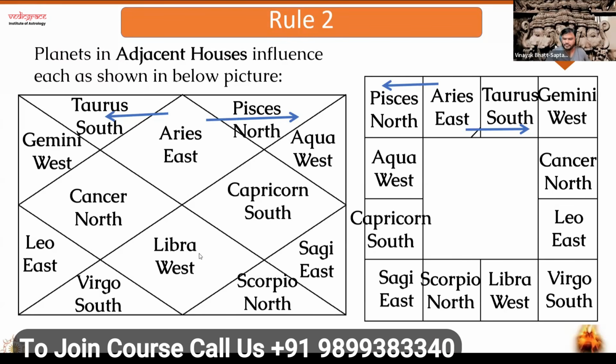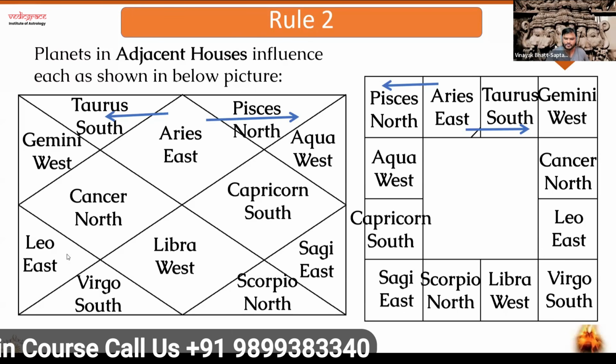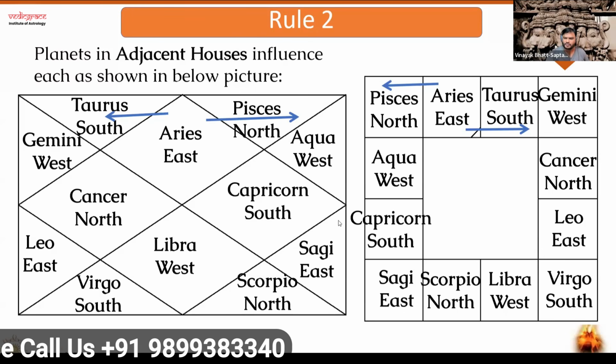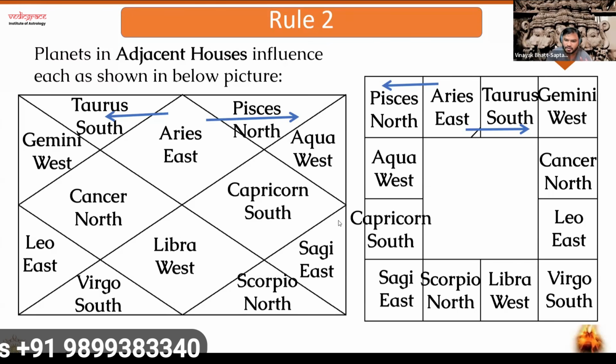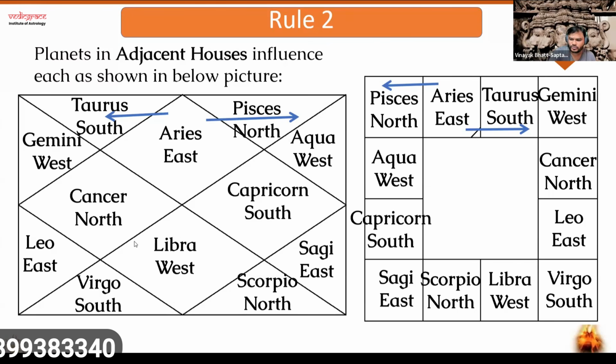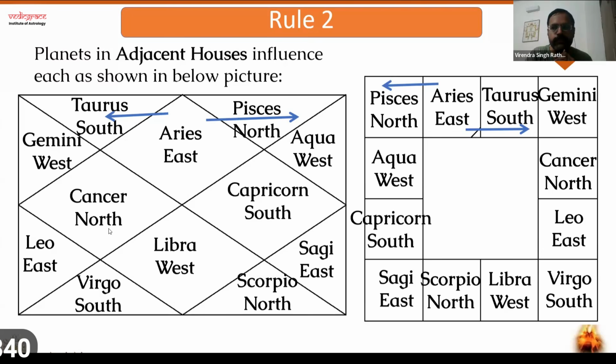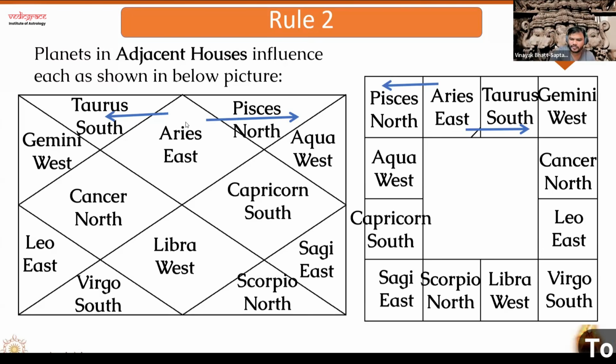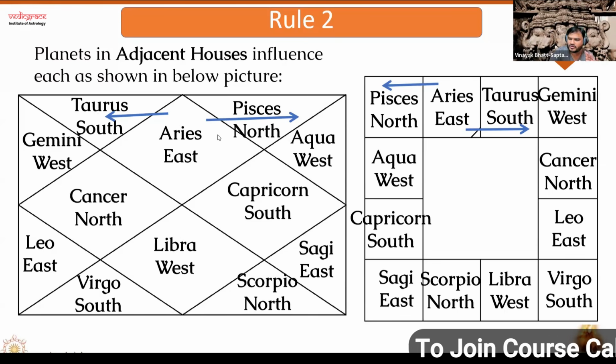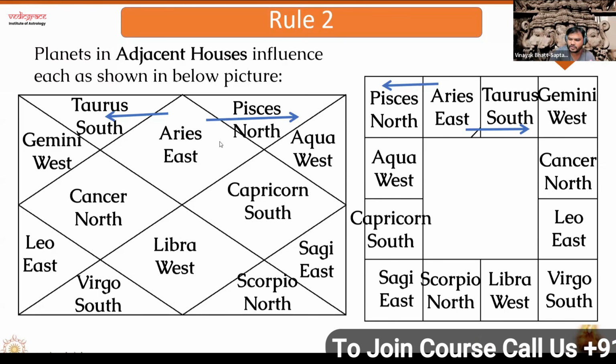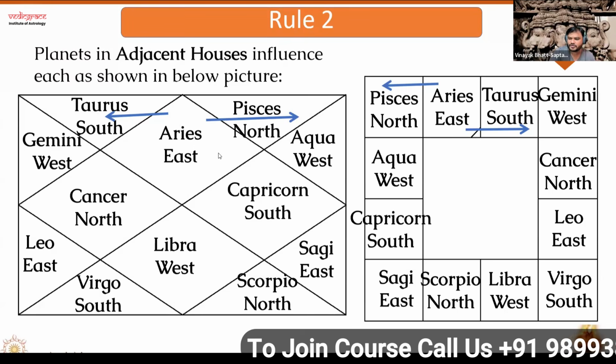Also the 1-7 axis and the 1-5-9 axis are all the same combination. But in this adjacent house rule, they are in combination. For example, if a planet is in Aries, some planet is in Taurus and some planet is in Pisces, all three are in combination. But how we use it has a difference.